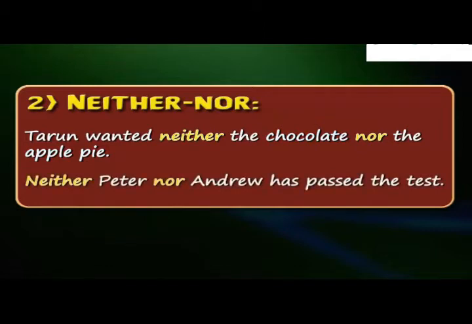B. Neither Peter nor Andrew has passed the test. Here, neither nor is used in the sentence as correlative conjunction, as both Peter and Andrew have same importance in the sentence. Both Peter and Andrew have failed in the test.